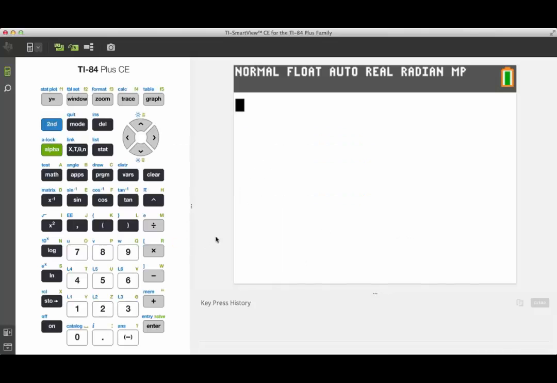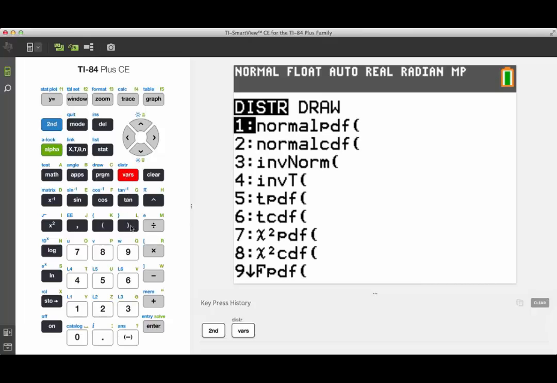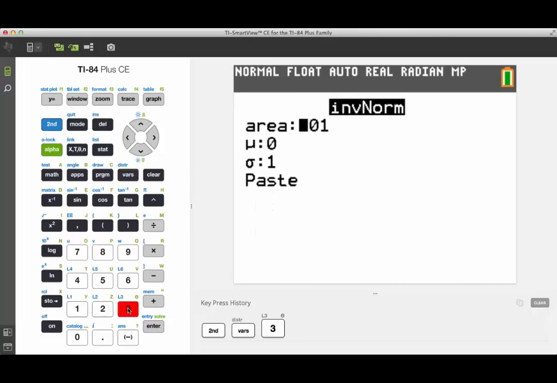We can use the TI-83 or 84 calculator to find that critical value. We'll do that by pressing second, variables, distributions, then going to 3 for inverse normal. That accumulated area was 0.1. We'll leave the mean at 0 and the standard deviation at 1 since we are finding that z value that is associated with a standardized normal distribution. Then we'll go down to paste and hit enter.